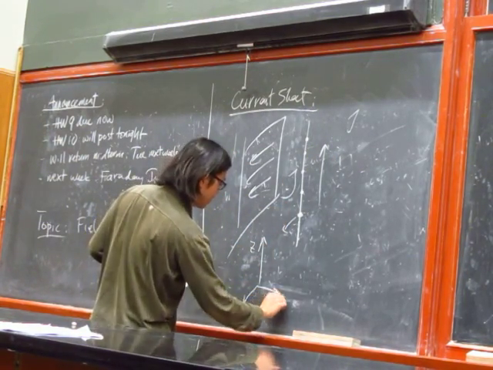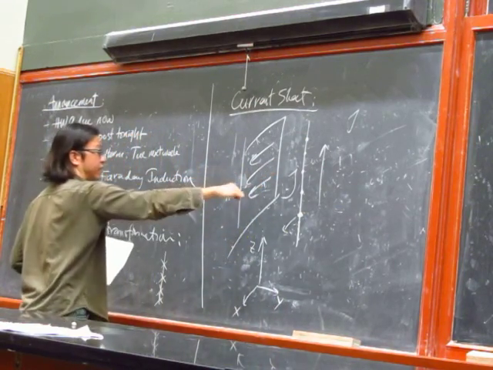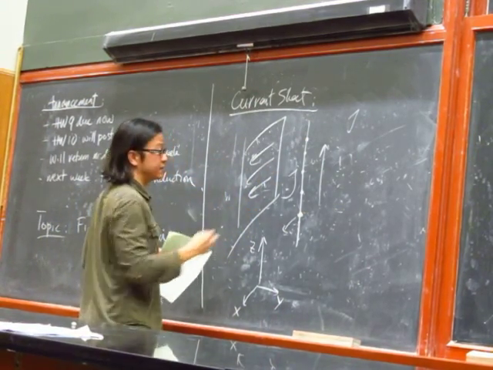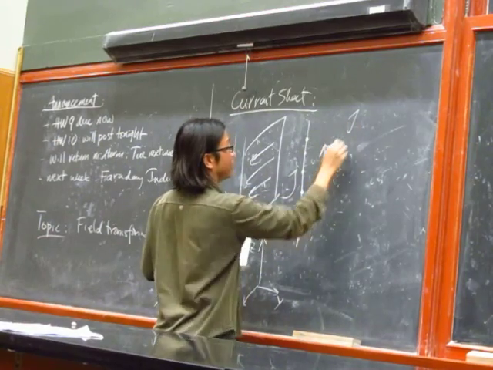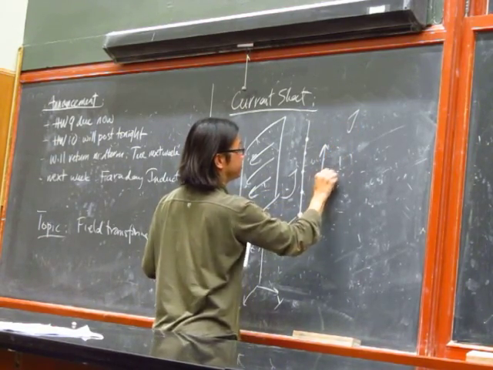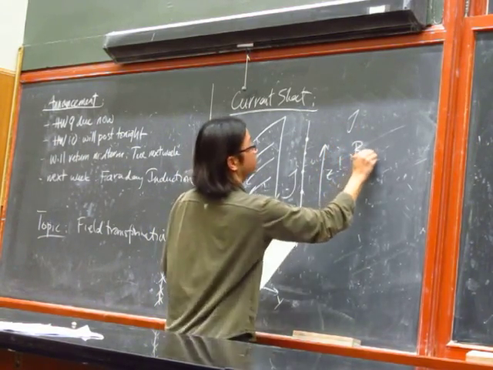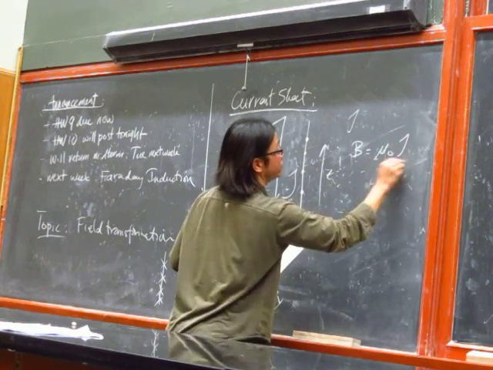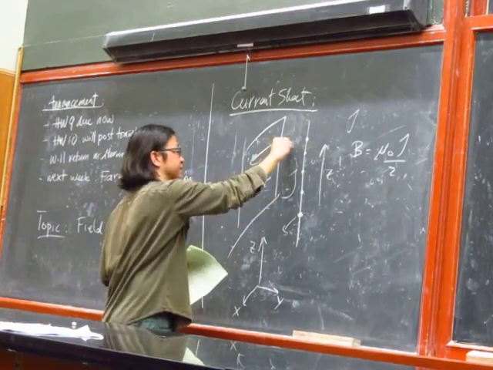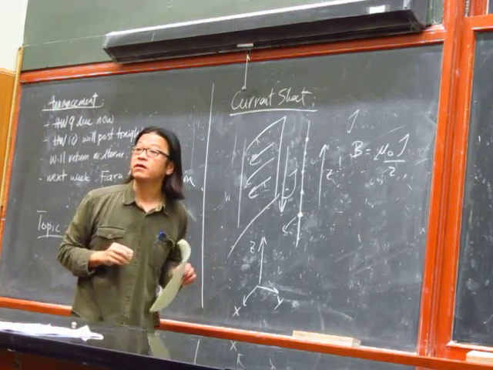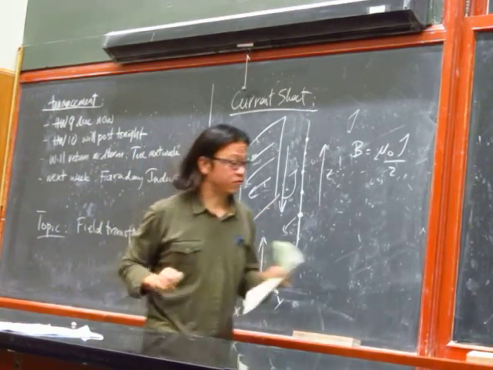And it's Y and Z. So the current density is out of the board in the X direction, and the B field is in the Z direction, and it's given by mu naught J over 2. And on the other side, it's the other way around. Okay, this is from the inverse law.